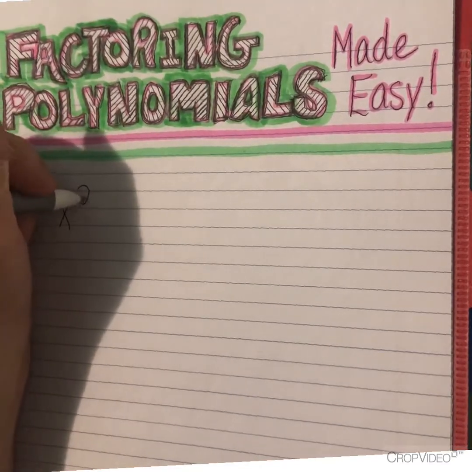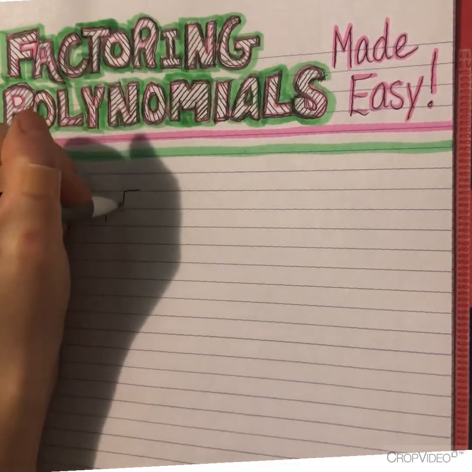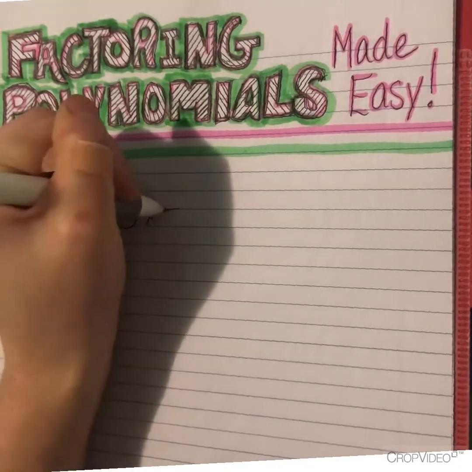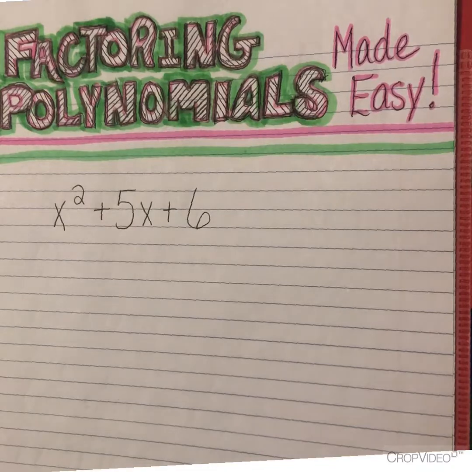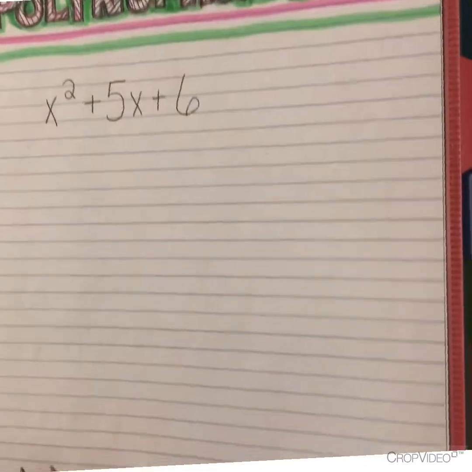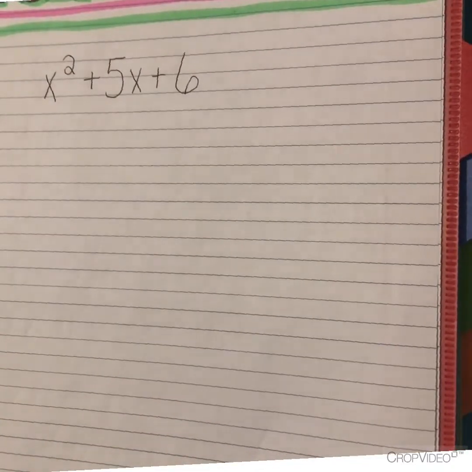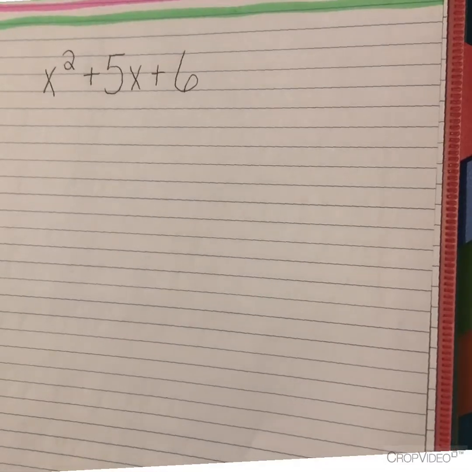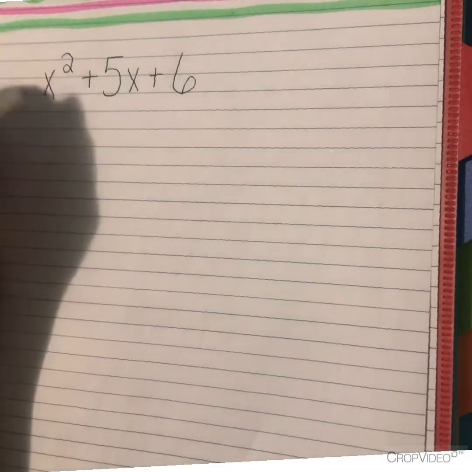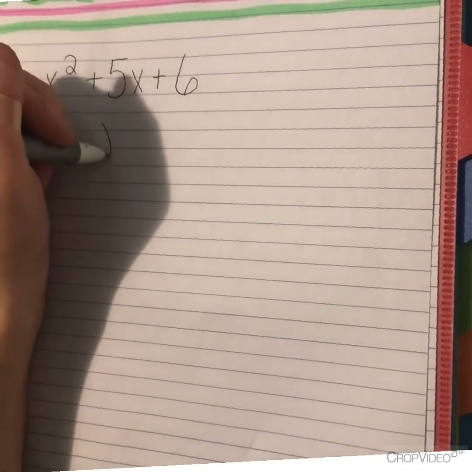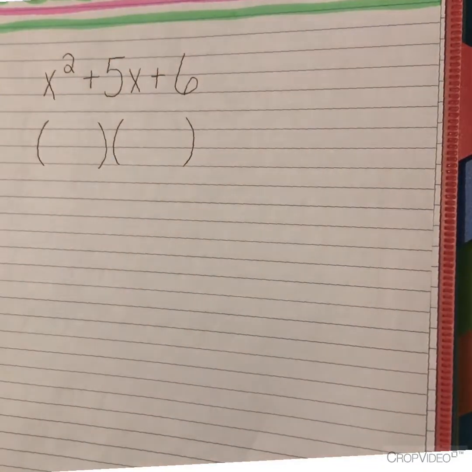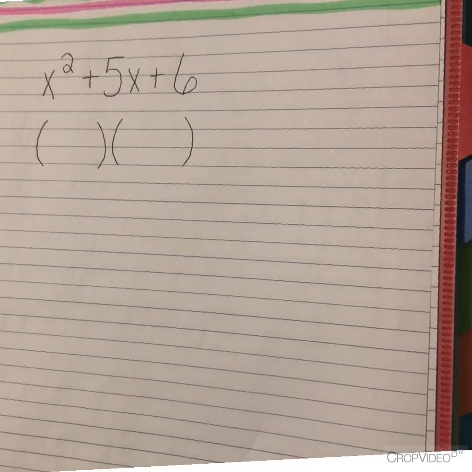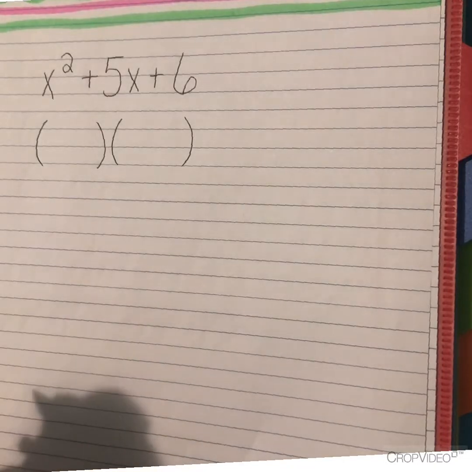So we're going to start with an easy example, and I'm going to explain it in the best way possible. So we have x squared plus 5x plus 6. Your first step will be just to write your two parentheses, because when you're factoring a polynomial, you're always going to end up with two sets of parentheses, sometimes even more, but in this example there are just two. So first step, just write your parentheses.